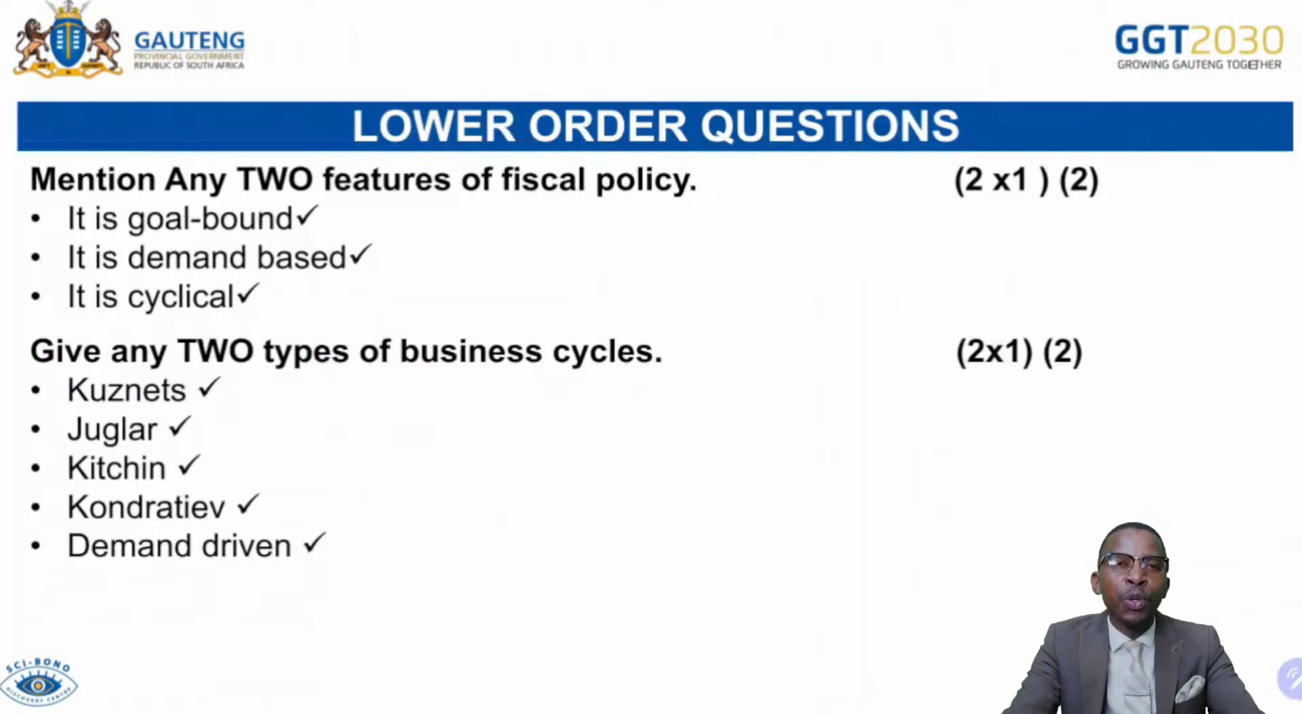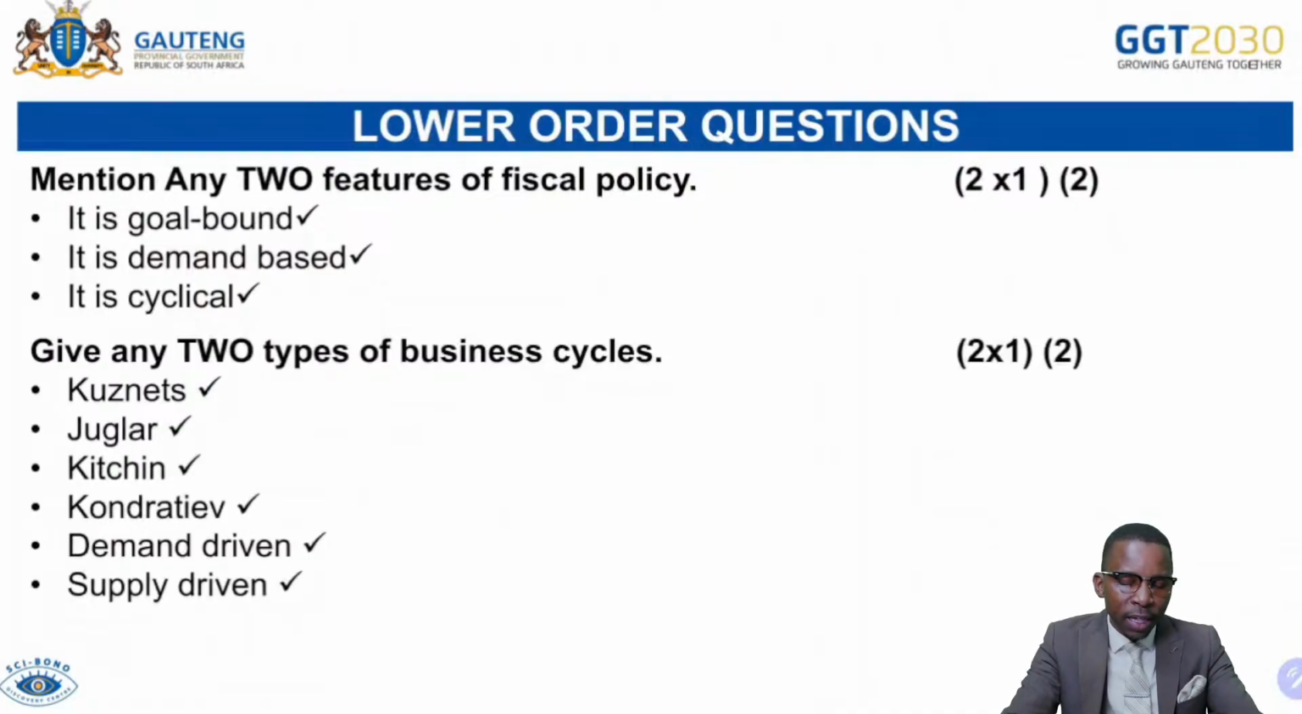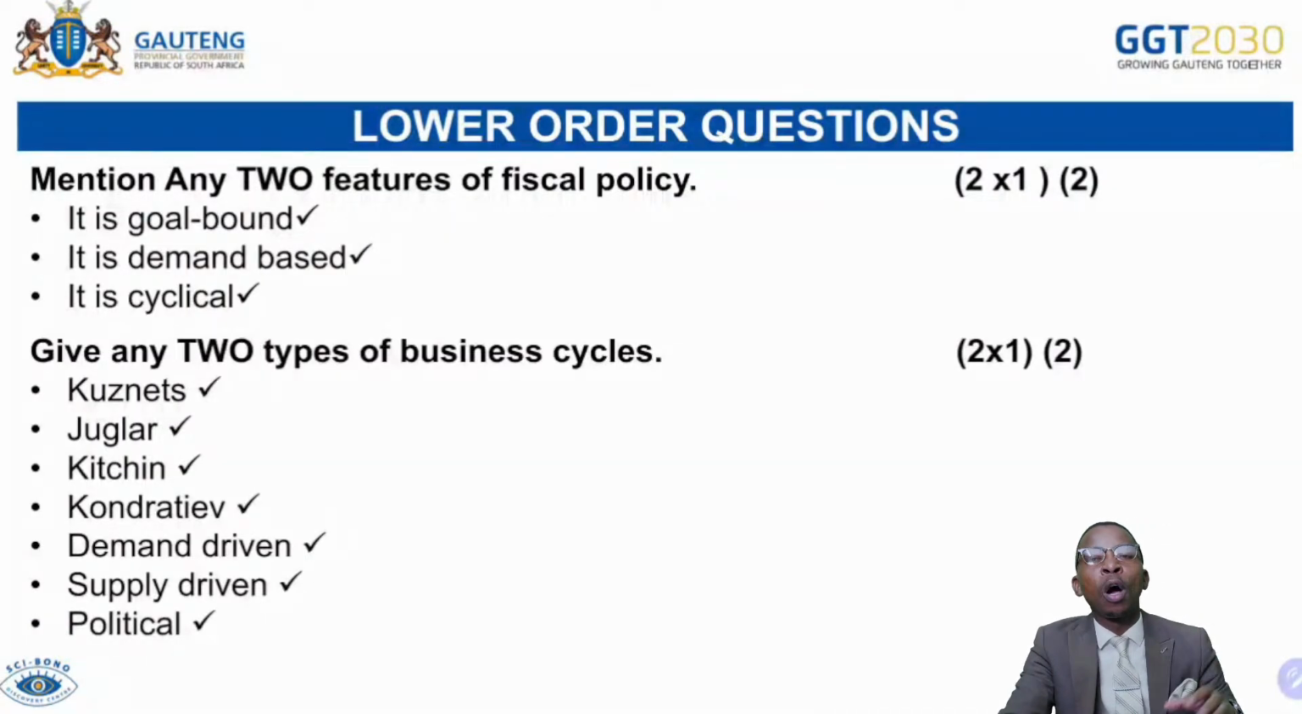We have demand driven, which is pushed by the change in demand. We have supply driven, which is caused by the change in supply. Then we have the political, that is caused by changes in the political landscape. Whenever they increase government spending because there will be elections, that becomes the political business cycle, because of change in political dynamics at the time.